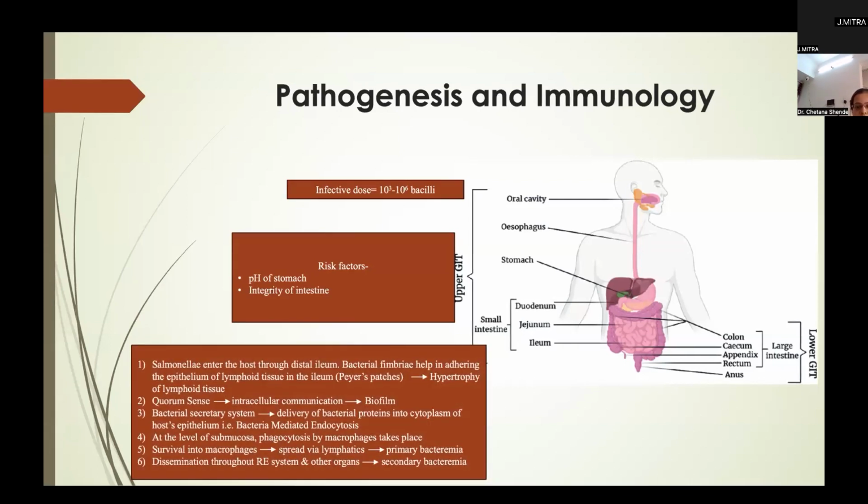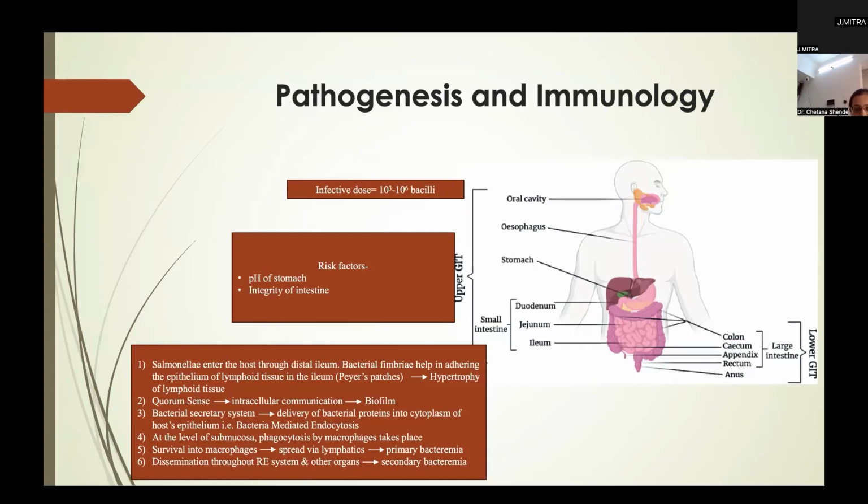So Salmonella have an affinity towards the epithelium of the ileum. These bacteria have fimbriae, which help in adhering to the epithelia lining the distal ileal tissue. Here, there are lymphoid follicles called Peyer's patches. Here, there is a proliferation of the bacilli, which leads to the hypertrophy of the Peyer's patches.